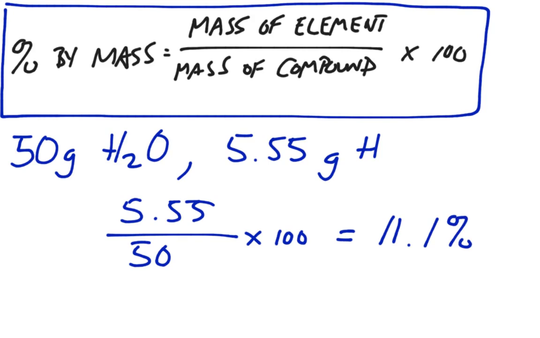You would then subtract that from 100 to find that oxygen makes up 88.9%. This right here is a percent by mass calculation for water.